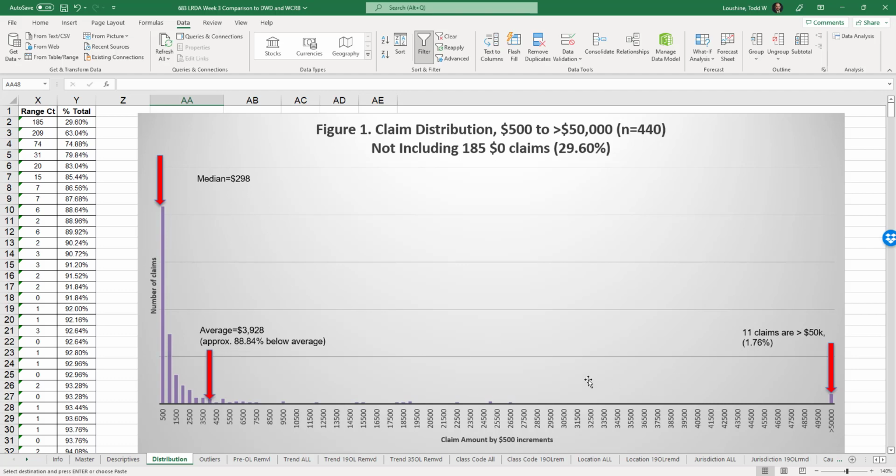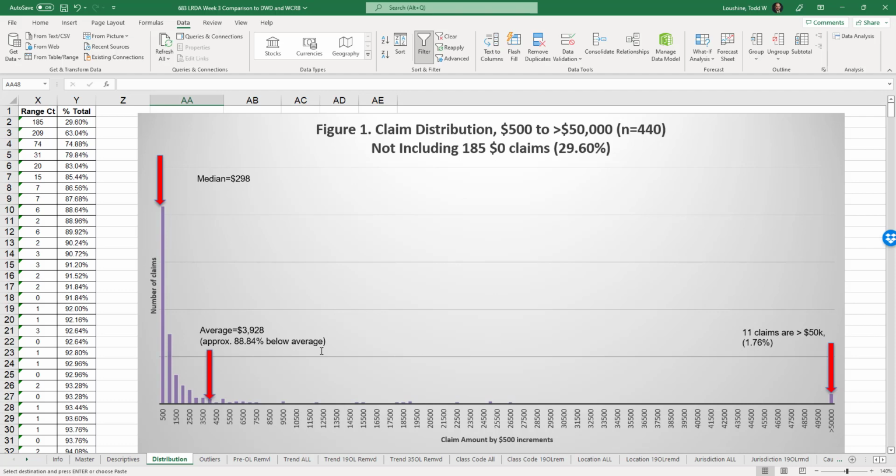And why is that? Well, the average goes up because of the high claims. The median goes down because of the $0 claims. The thing is, I don't like to delete data. I don't like to remove data from the conditions, because we need everything we can get. But we also have to consider how they contribute to statistics. So that's what that tells us.